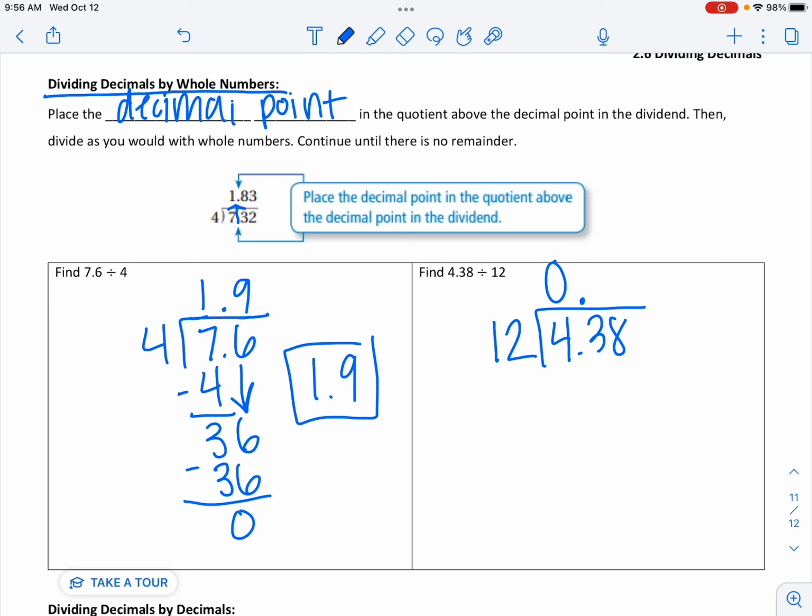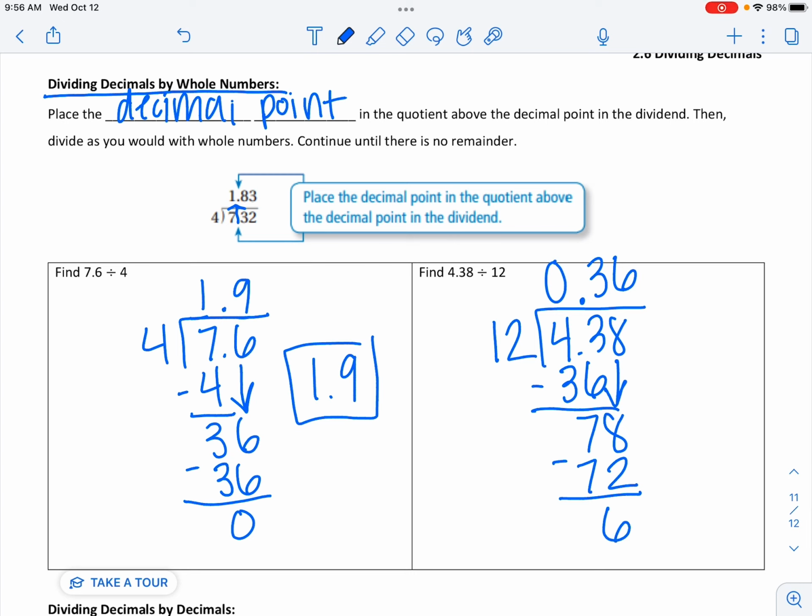So now I need to figure out how many times 12 goes into 43. It goes in there 3 times, so my 3 goes above my 3. Then 12 times 3 is 36, so I'm going to subtract. 43 minus 36 is 7. I'm going to bring my 8 down, and I have to figure out how many times 12 goes into 78. I know 12 times 6 is 72, so I'm going to put a 6 above my 8, and subtract. 78 minus 72 is 6.